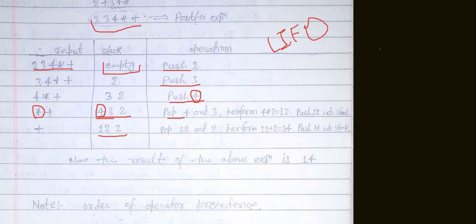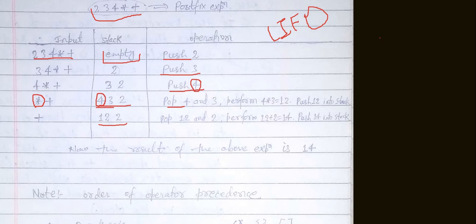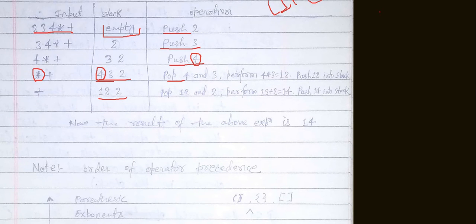And again after the multiplication there is a plus operator, and whenever an operator occurs, the previous two operands will be combined with it and solved. Then the machine will pop the previous two operands, like pop 12 and 2, perform 12 plus 2 to get 14, and push 14 into the stack. Now the result of the above expression is 14.